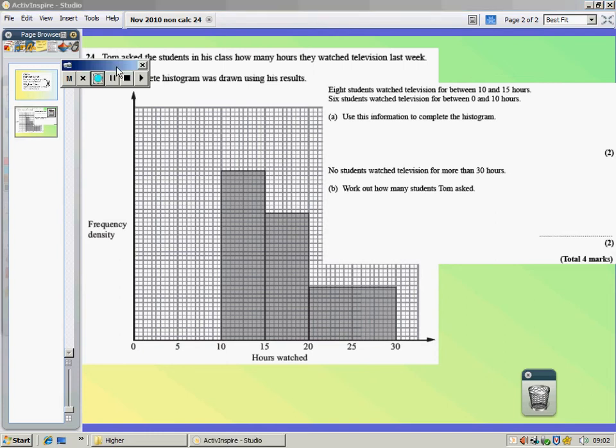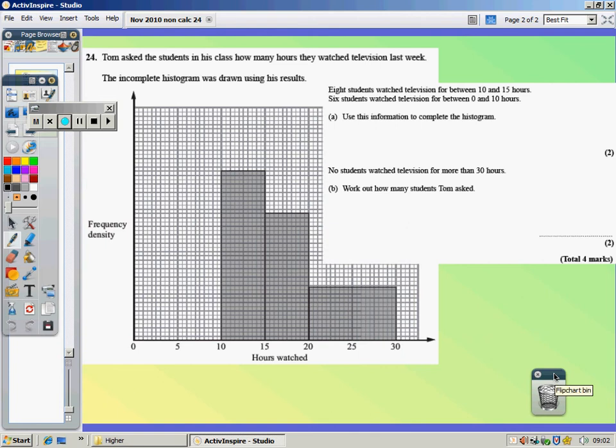And we are told that Tom asked the students in his class how many hours they watched television last week. An incomplete diagram shows his results. Now we're told the key pieces of information are that 8 students watched television for between 10 and 15 hours and 6 students for between 0 and 10.